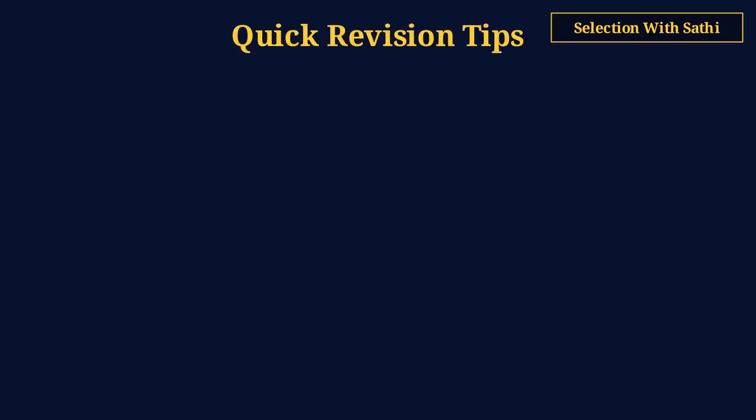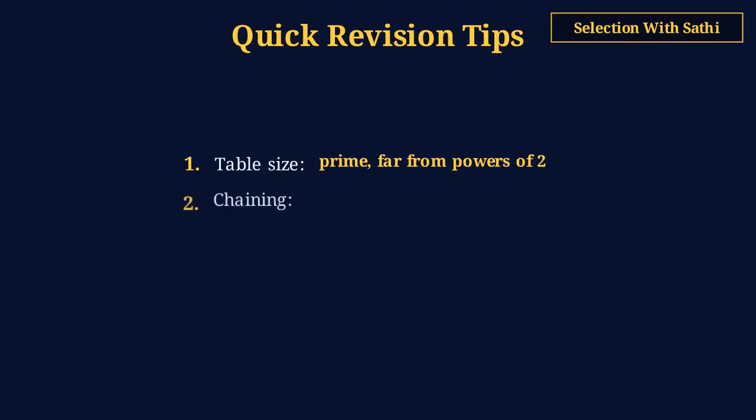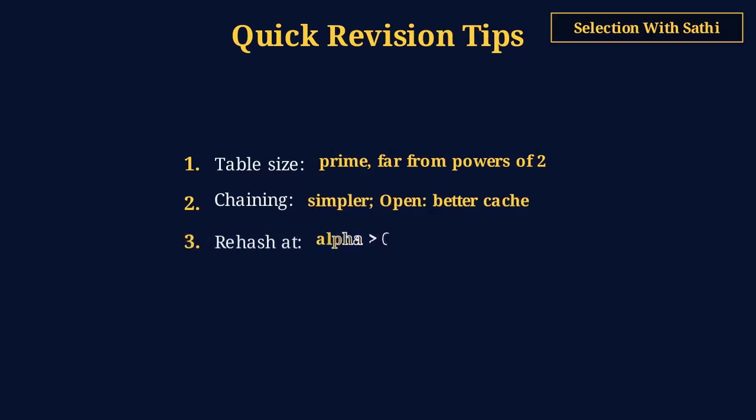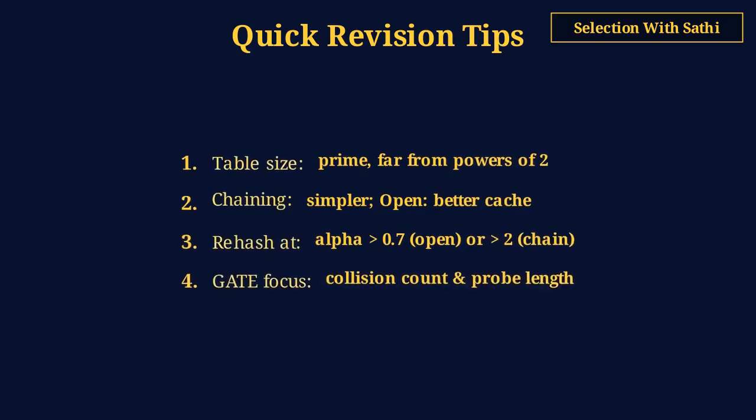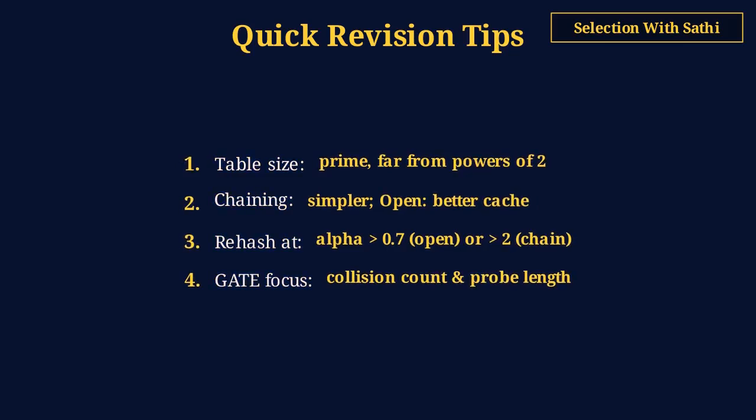Some quick tips for exams. First, always choose a prime number as the table size, far from powers of 2. Second, chaining is simpler, but open addressing has better cache performance. Third, rehash when the load factor exceeds 0.7 for open addressing. Fourth, in GATE questions, count the number of collisions and probe sequence length carefully.